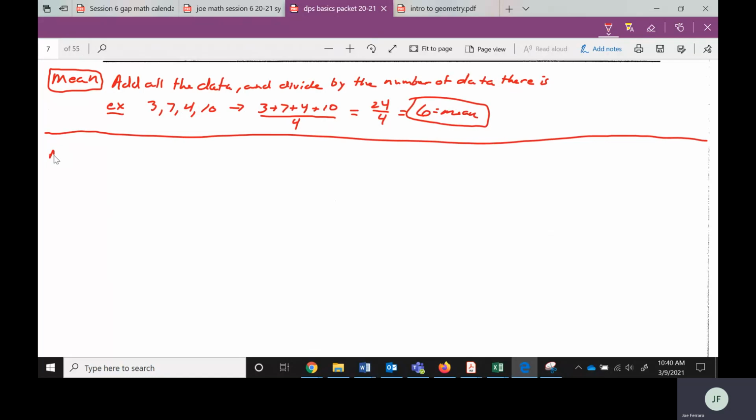The next type of central tendency we're going to find is the median. This is basically the middle or central number of your data.